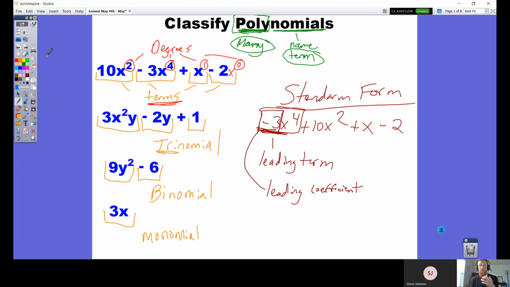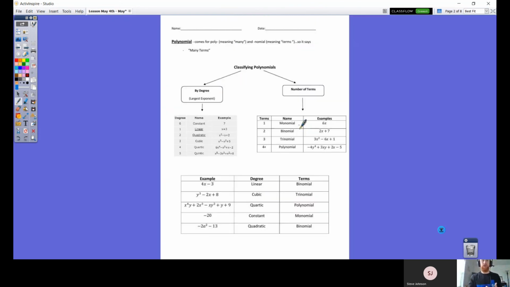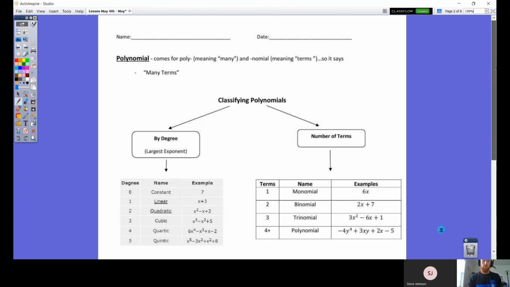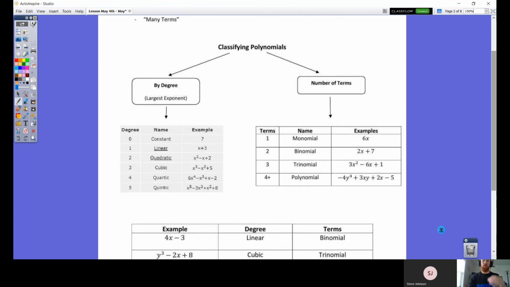Also, every time we're working with these polynomials, I want you to be thinking, hey, is that a binomial? Hey, is that a trinomial? Hey, is that a monomial? Or hey, is that 4 or more, and it's just considered a polynomial. And you'll hear me talk about the degrees as well. So here's a little graphic organizer. You can pause. You can take a look at this.